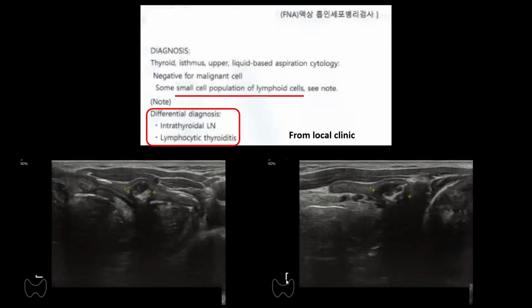This is the cytology report from the outside clinic. No malignant cells were identified. Instead, lymphoid cells were observed, and the differential diagnosis included lymph node versus thyroiditis.